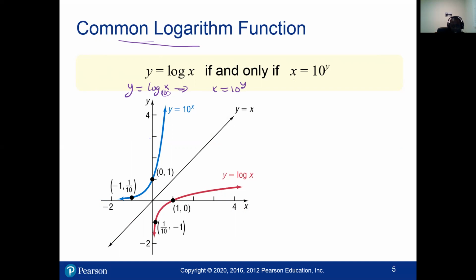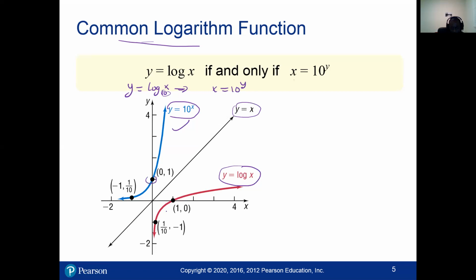Now, the function y is equal to 10 to the x is an exponential function, and we know that the graph of that passes through the points (0, 1) and (-1, 1/10), and the horizontal axis is a horizontal asymptote. Then if we reflect the exponential function about the line y is equal to x, we get the log function y is equal to log x.